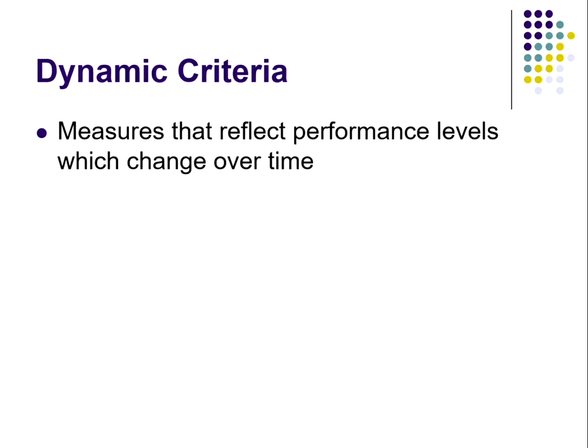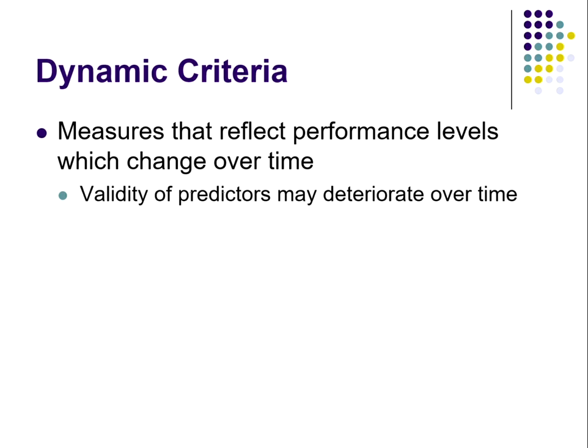Dynamic criteria, these are measures that reflect performance levels which might change over time. So one of the things that has changed over time is that employees don't necessarily spend their entire career at a single employer. But even if you're there just for 5 years, we might expect that over time, with experience, your performance levels might change. So we call these dynamic criteria, right?